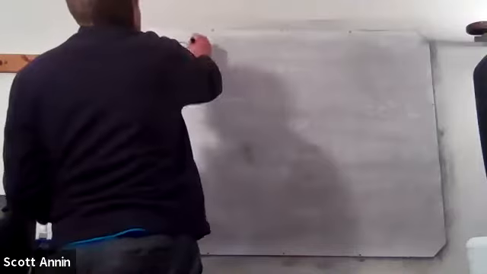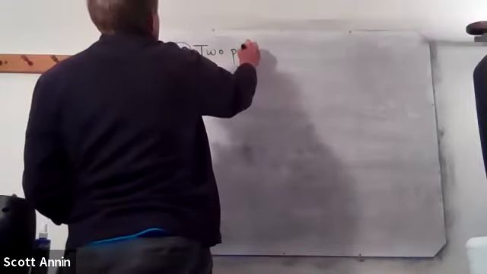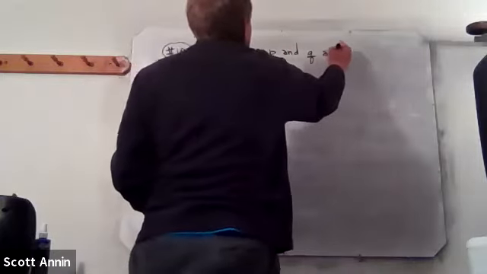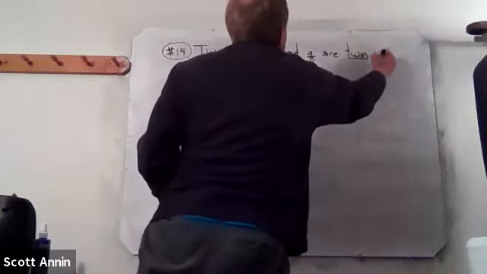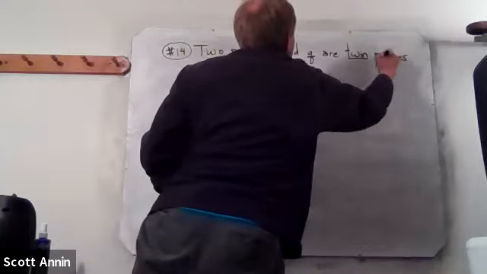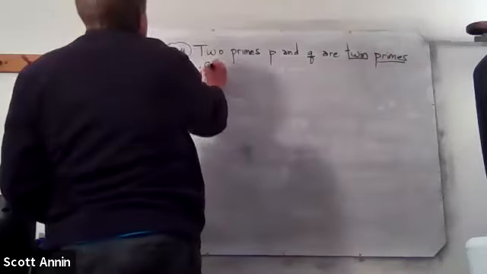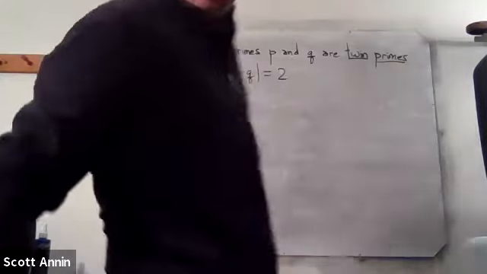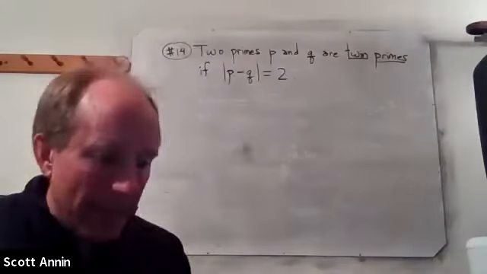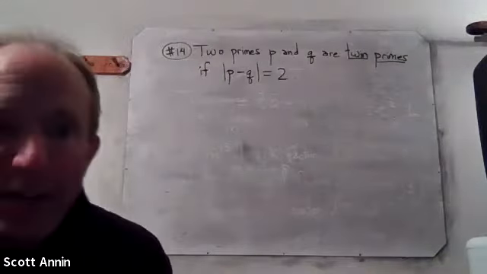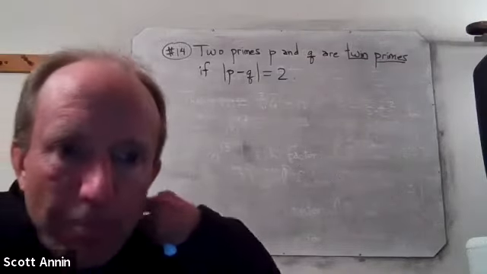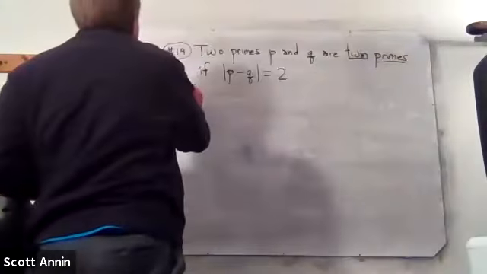Two primes, P and Q, are twin primes if the absolute value of P minus Q is equal to 2. So these are primes that happen to be exactly 2 apart from one another. Let's do a couple of parts here. This problem is going to have a couple of parts.